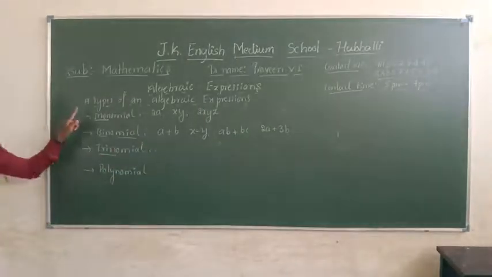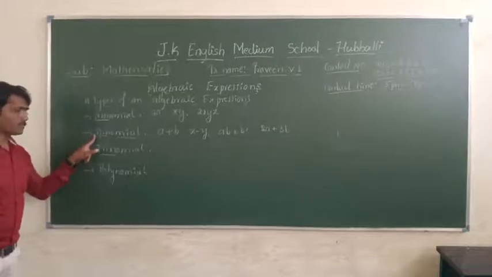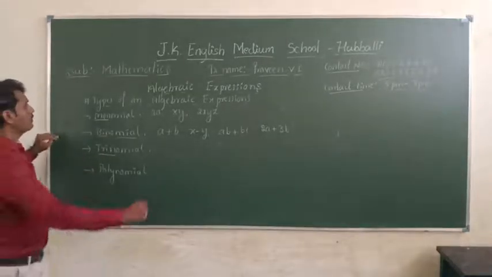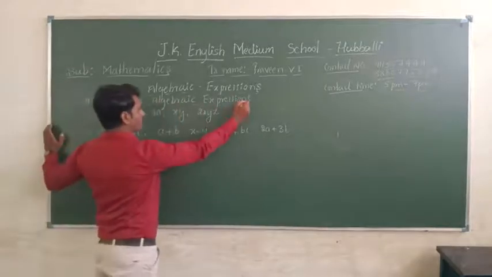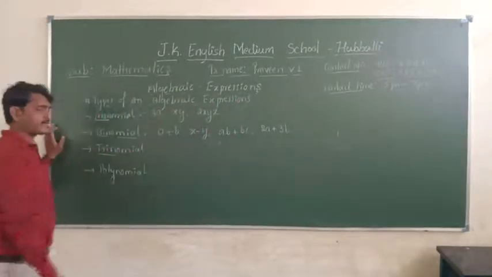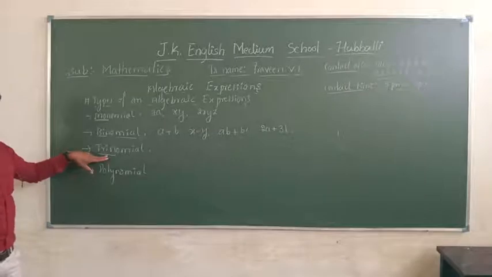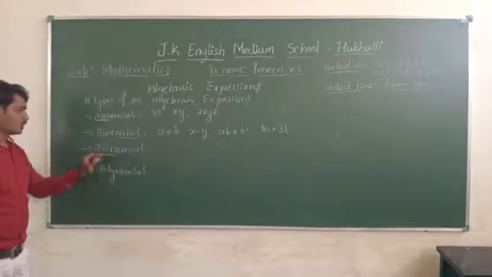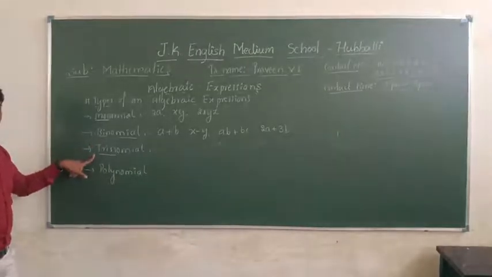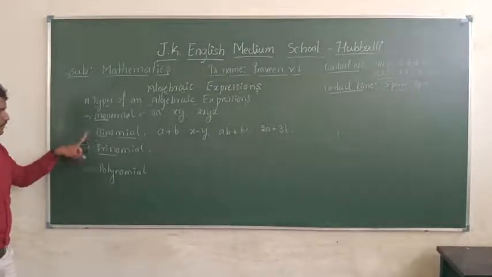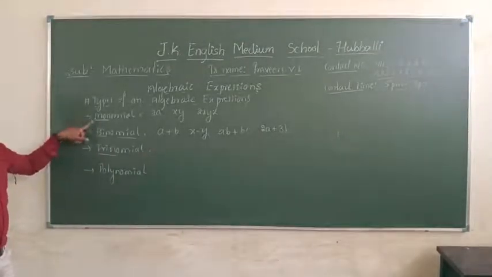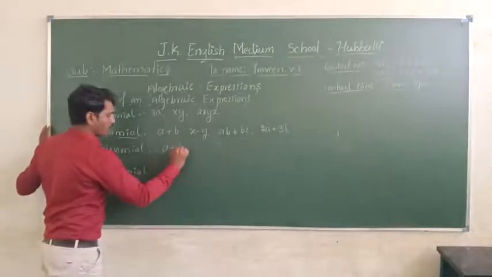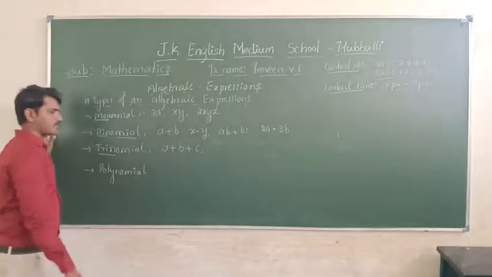Trinomial, same. Mono means single, binomial means double terms, trinomial means how many terms? Three terms. Here, an algebraic expression which contains exactly three terms is called trinomial. So the name itself tells it. And here, how will we give the example? a plus b plus c.